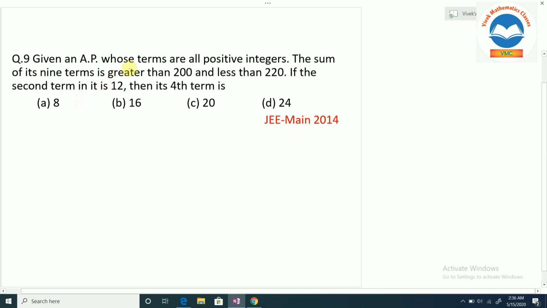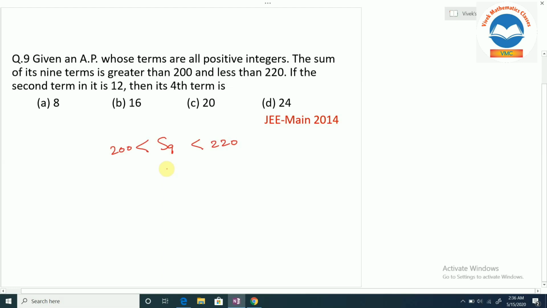Given an AP whose terms are all positive integers, the sum of its 9 terms, S9, is greater than 200 and less than 220. This is given.